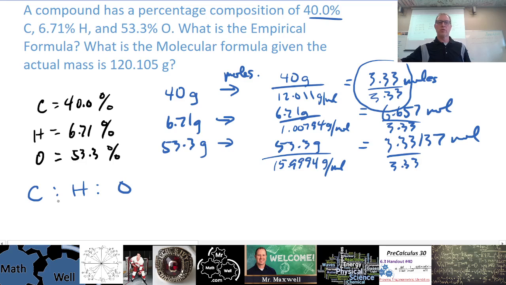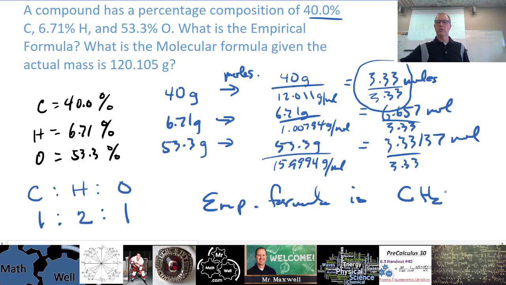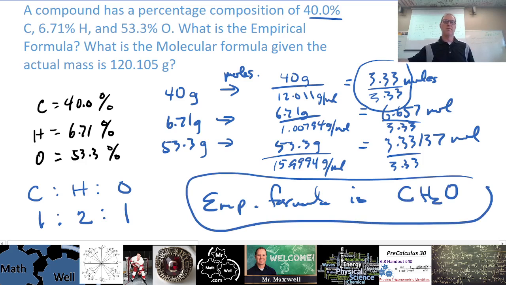3.33 divided by 3.33 is 1. 6.657 divided by 3.33 is 2. Pretty much double, right? Pretty much exactly double. And then 1 again. So our empirical formula is CH2O. That's the empirical formula, kind of phase 1 of this question.